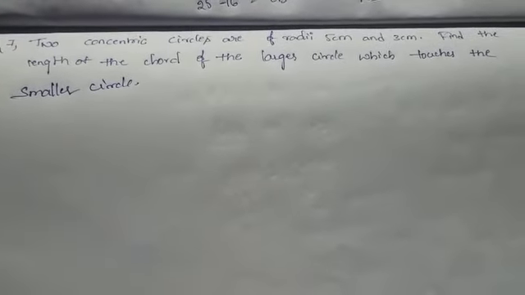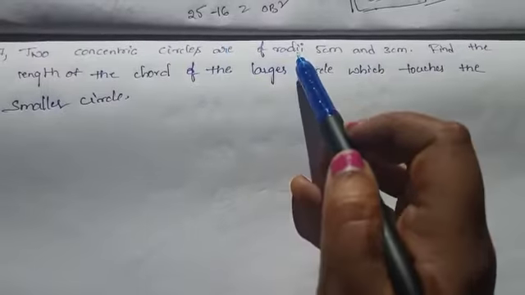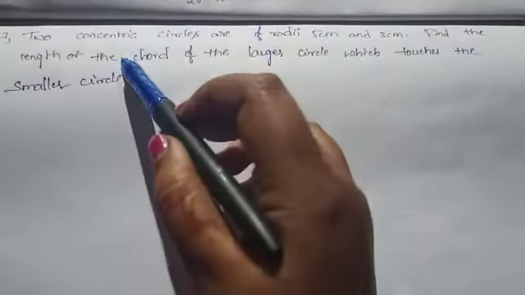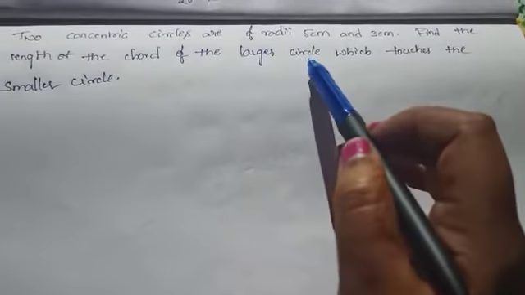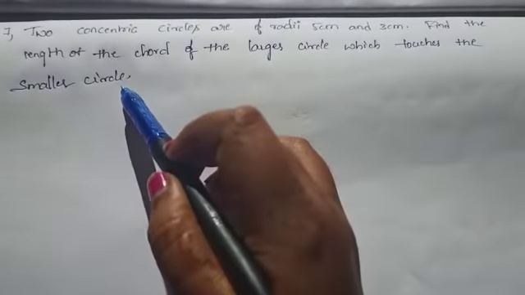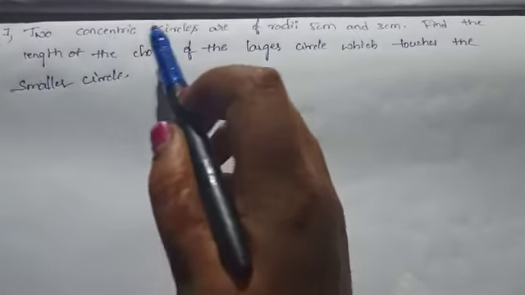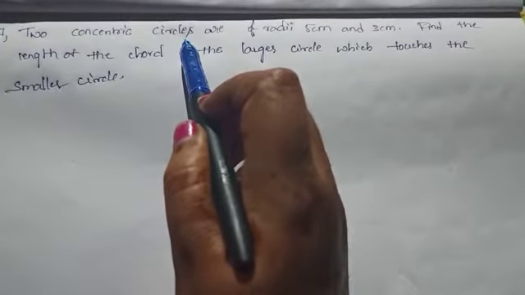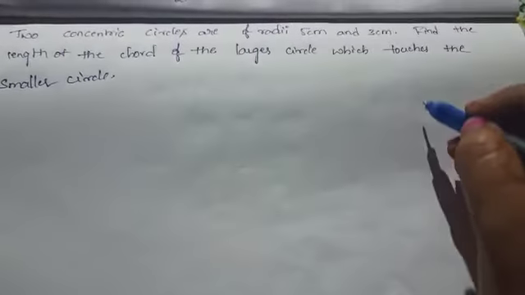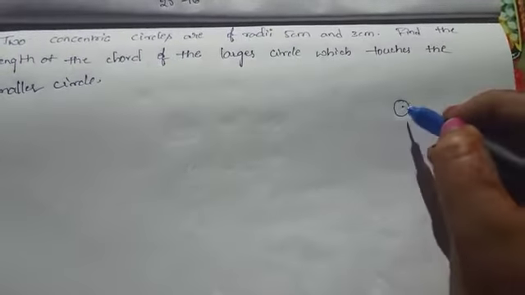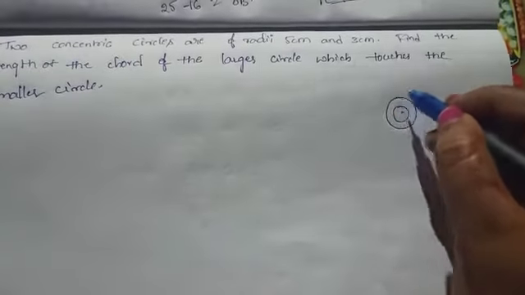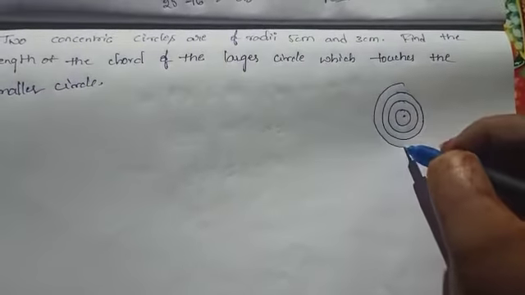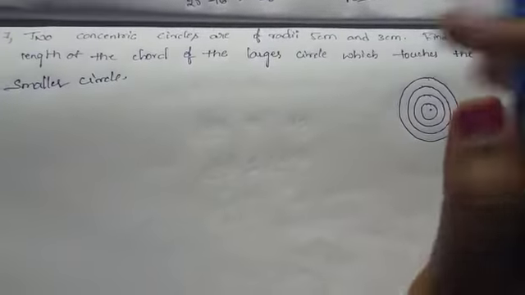Next question 7. Two concentric circles of radii 5 centimeters and 3 centimeters. Find the length of the chord of the larger circle which touches the smaller circle. Here we are talking about two concentric circles. What are concentric circles? Concentric circles means they have the same center. We can draw infinite number of circles.